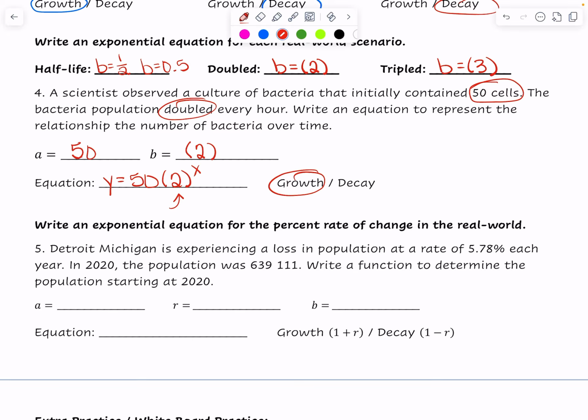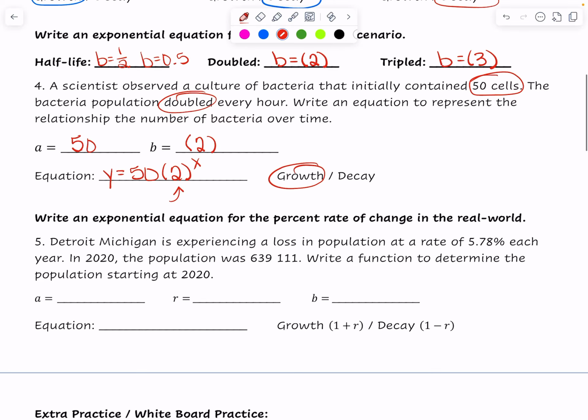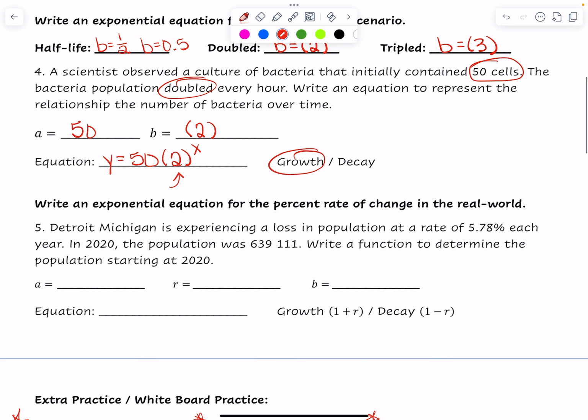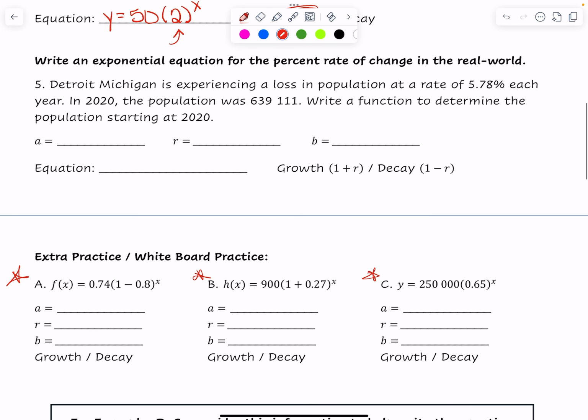Okay. Now, sometimes they won't give me half-life, doubled, or tripled. Instead, they'll give me a percent. So when they do, we're going to go ahead and look at example 5 and see what we would do there. Detroit, Michigan has experienced a loss in population. Loss tells me that this is a decay at a rate of 5.78%. That's the R value. So when we write that as the R value, remember that we have to divide that by 100 so that we can convert that to decimal form. Each year. In 2020, the population was 639,111. That's the initial value.